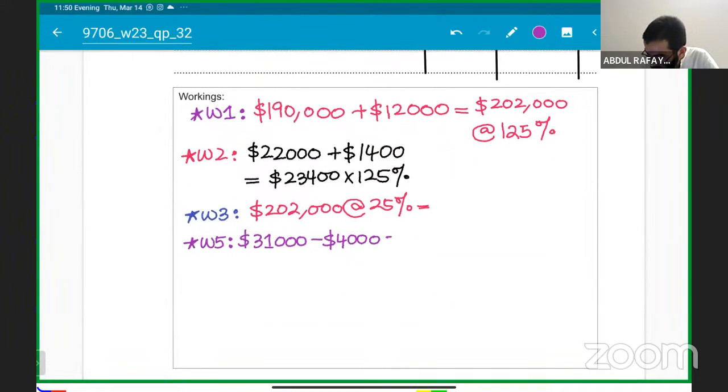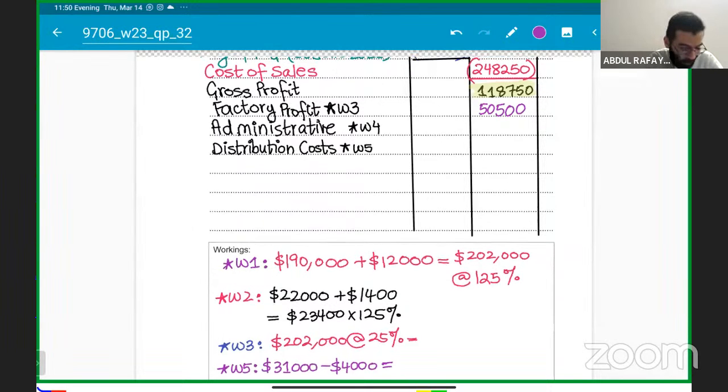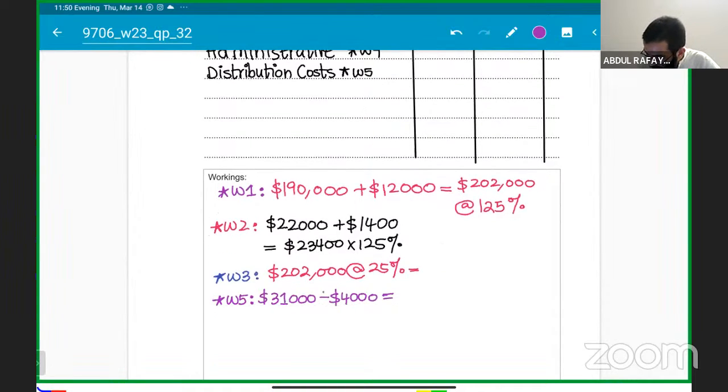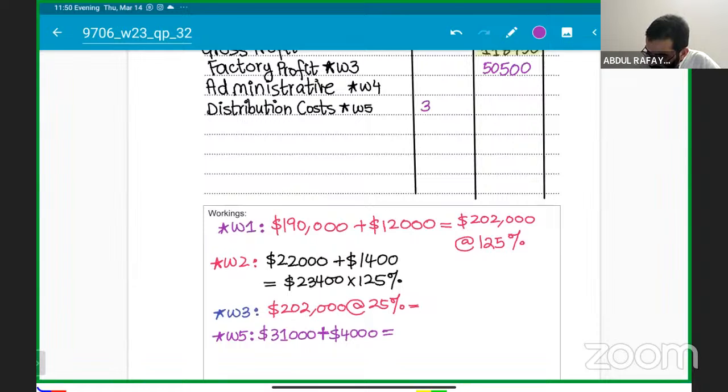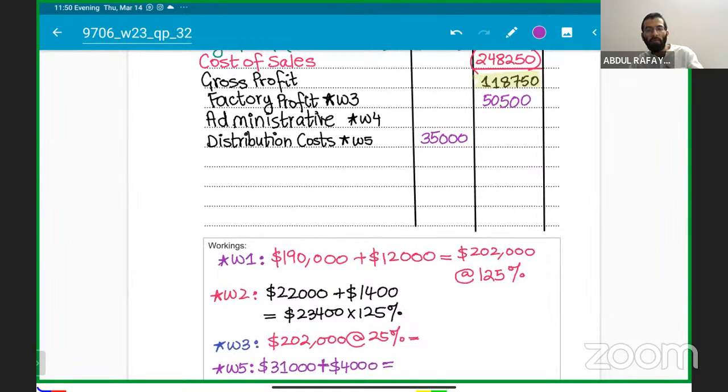Okay, so it will be 31,000 minus the 4,000, that is 27,000. Sorry, we will be adding the impairment loss. Expenses are increasing, so 31,000 plus 4,000 will be 35,000 as the distribution cost. Everyone getting it? To the distribution cost that already exists, we have added the impairment loss expense. We are just adding on, students, the 4,000 impairment loss. Okay, so that is very important to understand.